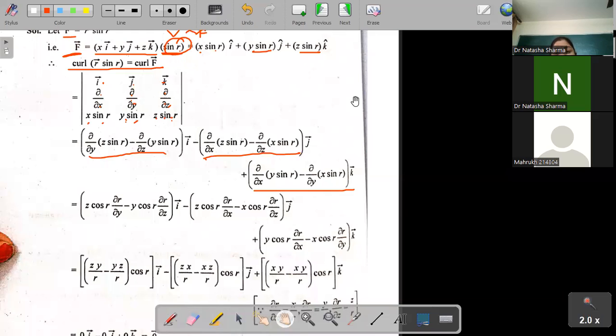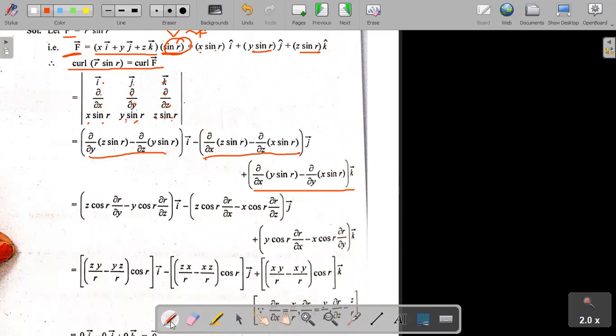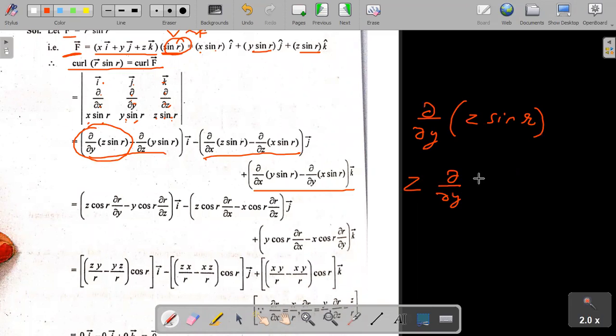Yes, ma'am. So let us take the first term. Let me show one of the derivatives separately. So first term is derivative of z sin r with respect to y. If you see z is independent here, so z will come outside. So del by del y of sin r. Now this will be chain rule. Basically this is del by del r of sin r, and by chain rule, del r by del y.